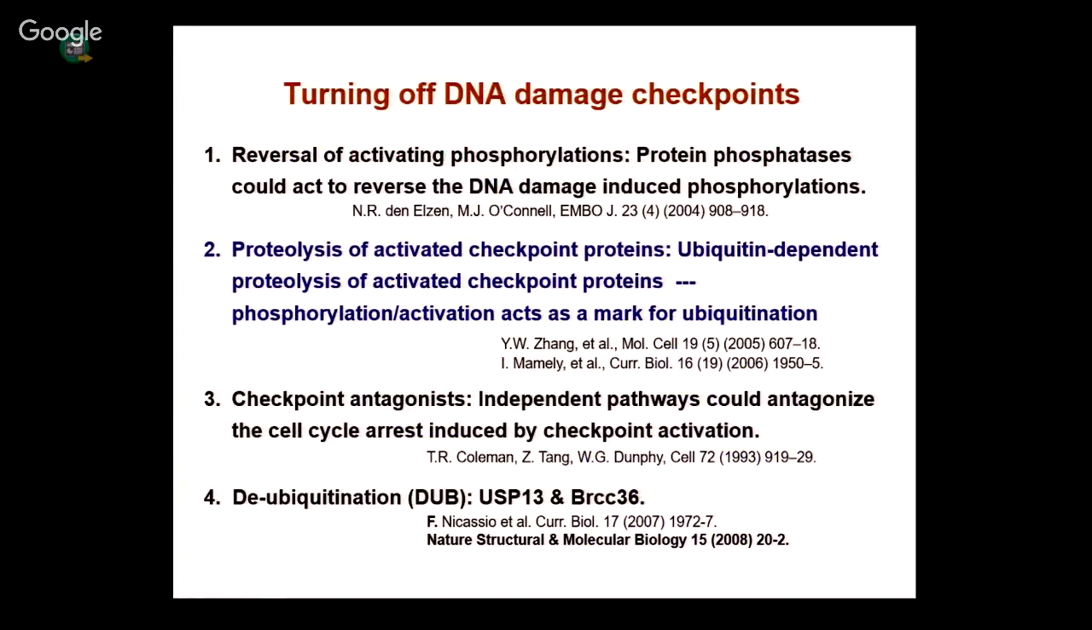Then after you turn it on, you will turn it off. So you have the turn-off of the DNA checkpoint pathway. Usually, if you have phosphorylations, what happens if you want to turn it off? You take away the phosphorylations, so we have the so-called phosphatase. Or you can degrade the activator proteins, and then you turn around and cycle again. So there are different ways of turning off this DNA damage checkpoint.